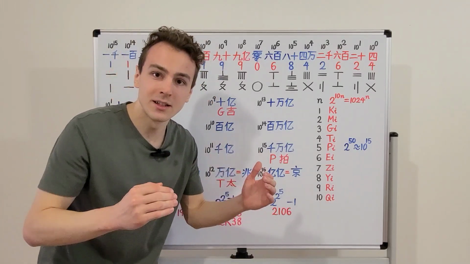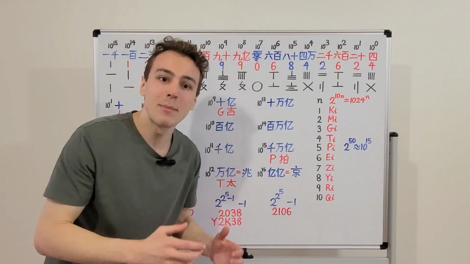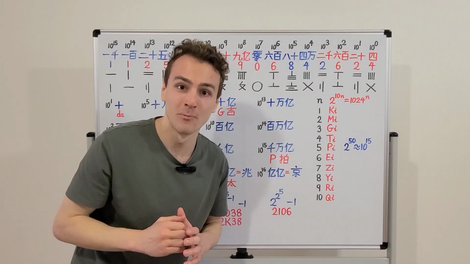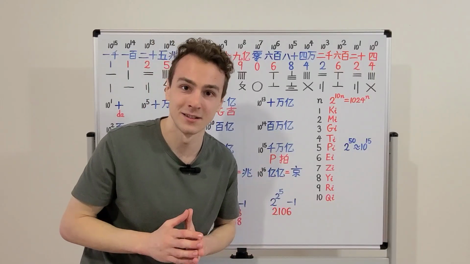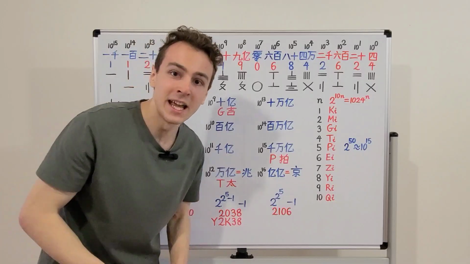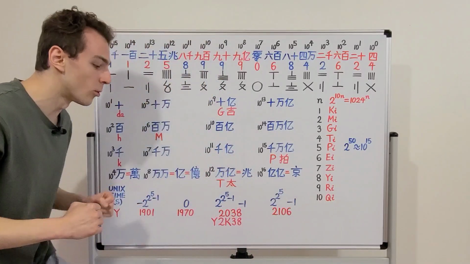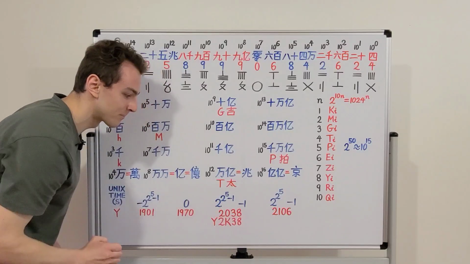What about 2 to the power of 31? We just need to double it. So it is approximately 2 billion. And what about 2 to the power of 32? We can double again. So it is approximately 4 billion. Now, why am I specifically focusing on these values? It is because they are relevant for the year 2038 problem.